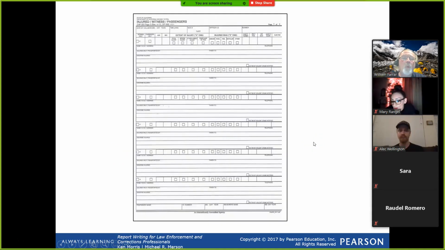They have a separate form for witnesses or passengers, just like on your crime report, where you have additional persons, witnesses, etc. Same thing here. Anyone that's injured goes on this form. Anyone that's a witness goes on this form. Were there any passengers in the car? That goes on this form. Just like a crime report, it just looks a little bit different.